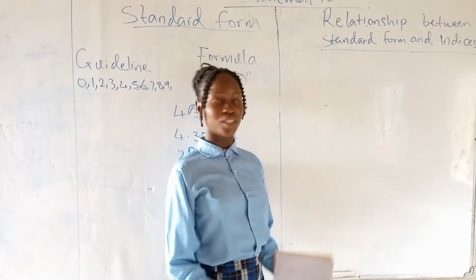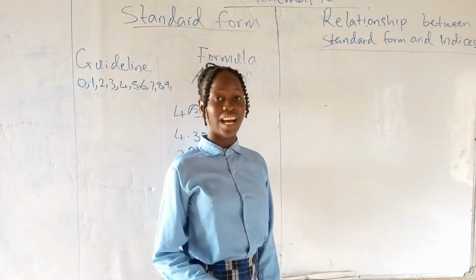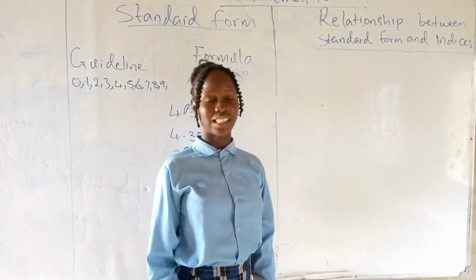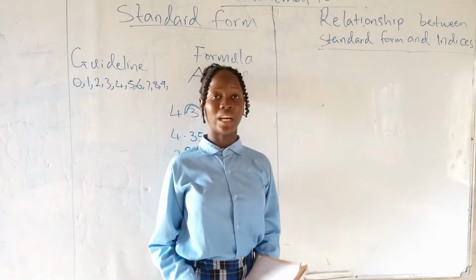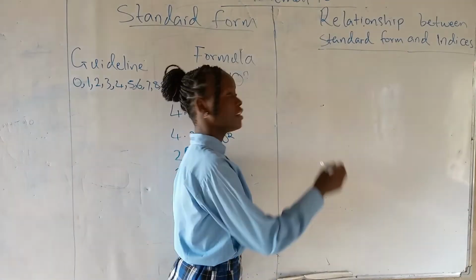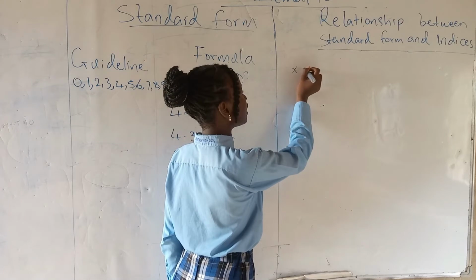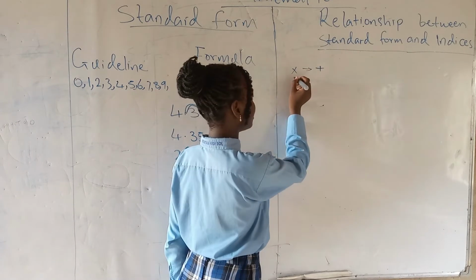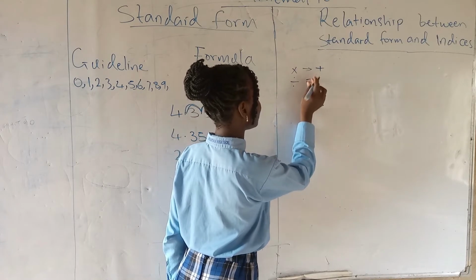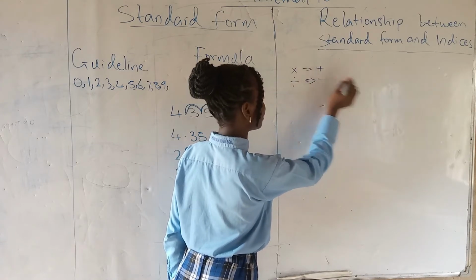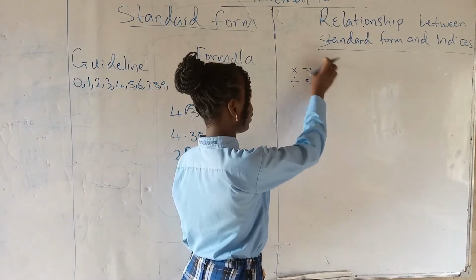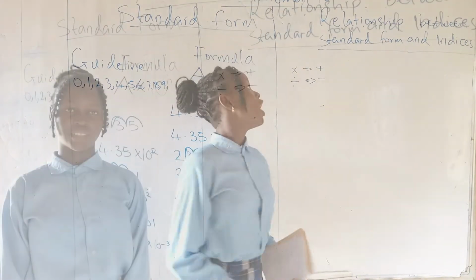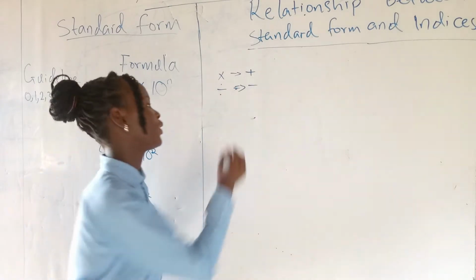Now let's move to something interesting, which is the relationship between standard form and indices. According to the laws of indices 1 and 2, whenever you're having a times, it means plus, and whenever you're having a division, it means subtraction. So this is the guideline that is going to enable us to solve this relationship between standard form and indices. Now let's solve this example.